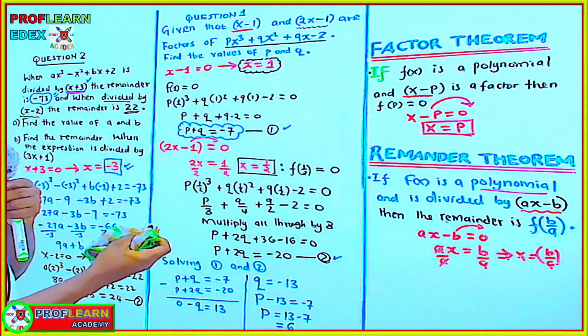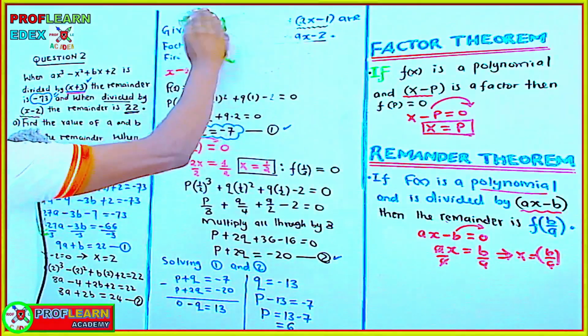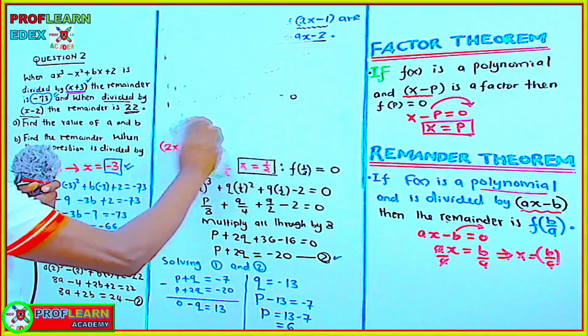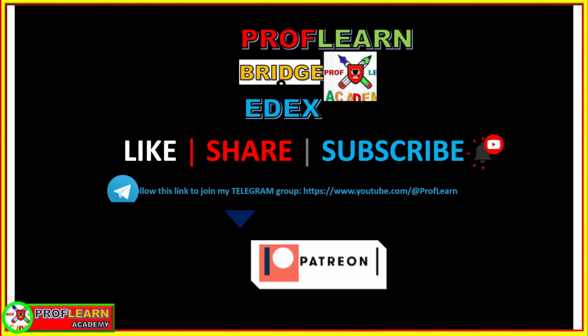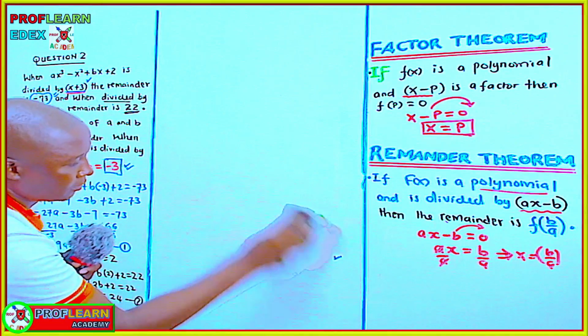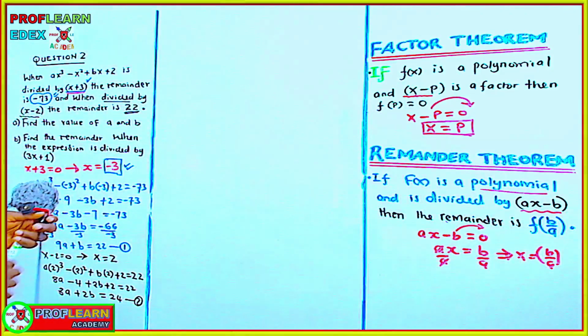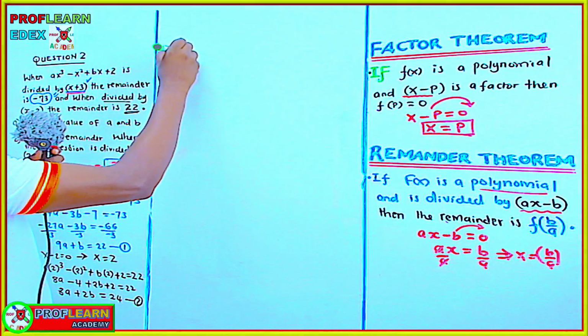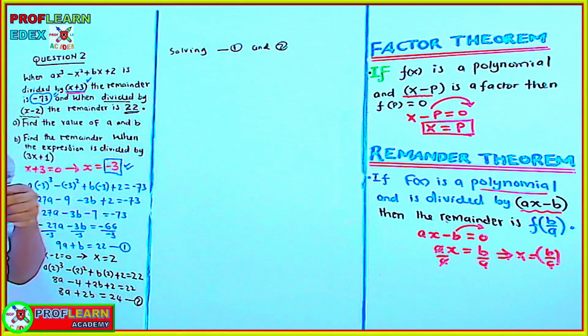So since we have made use of this place, I believe you have written this. I'm going to erase that. Let me just get some space here. All right, so we are home and dry. We can see now, solving 1 and 2.